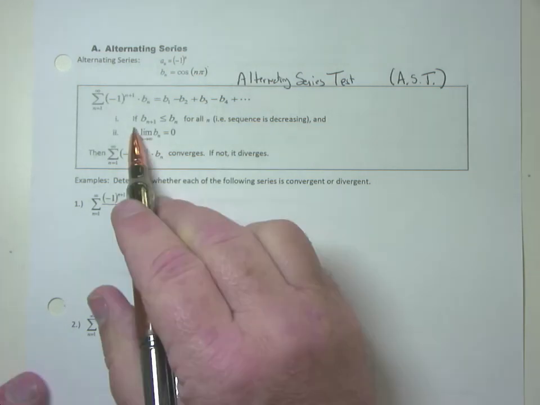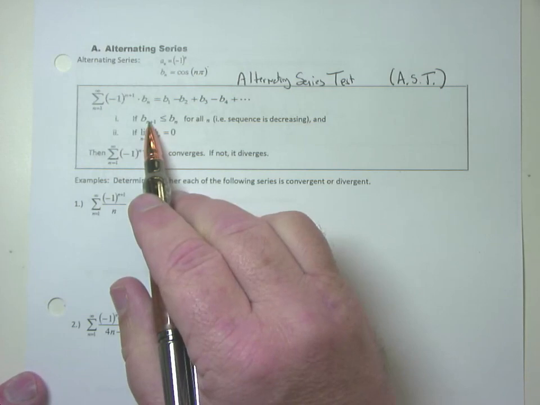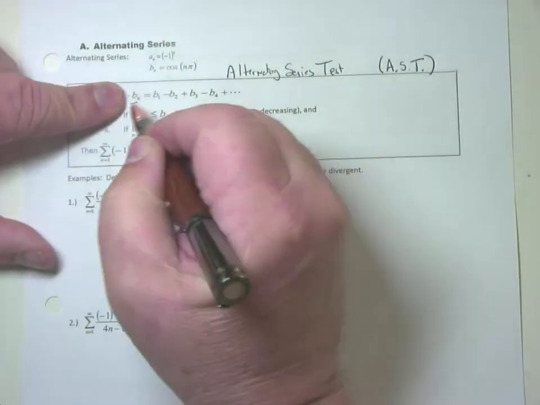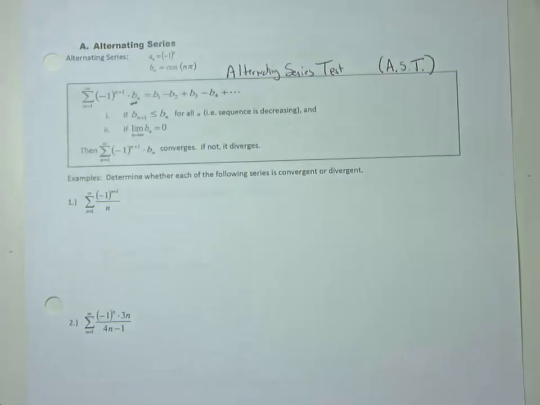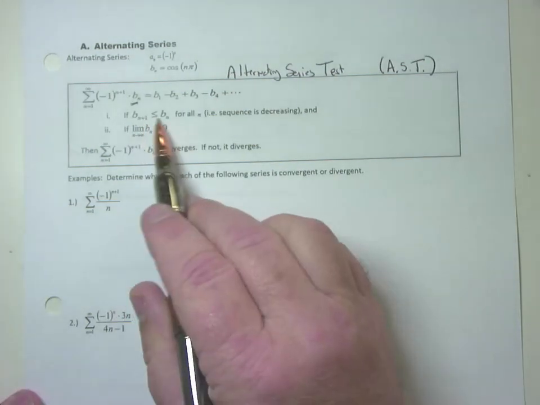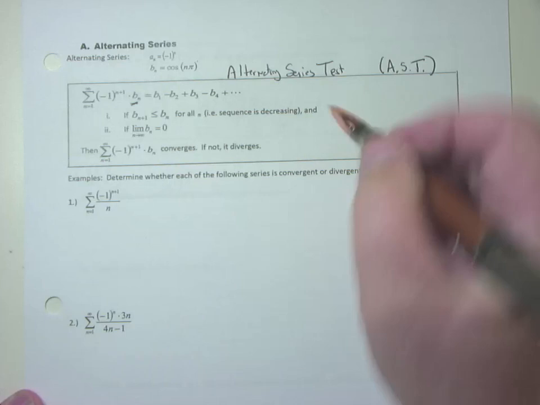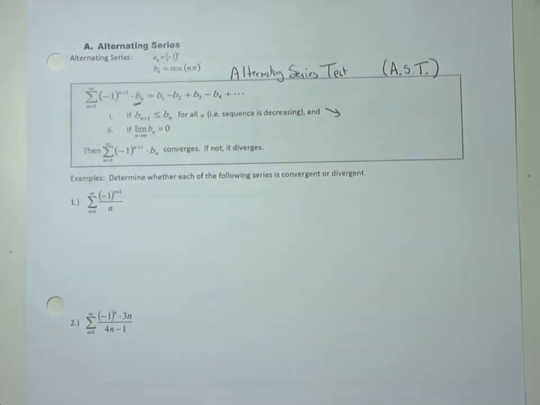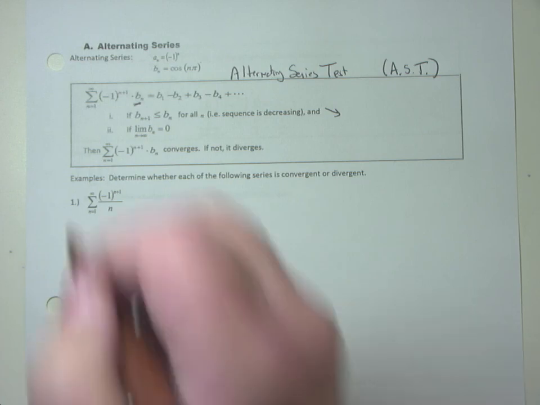First thing you've got to do is make sure the terms go down, and it's the bn. So drop the alternating part and focus on just the bn. Do the bn's go down? Is bn plus 1 less than or equal to bn for all n? You can write out the terms and see if they're going to go down. And if worse comes to worse, you're not sure, take the derivative and see if it's decreasing. But typically we just write out some terms and you can see they're going down.